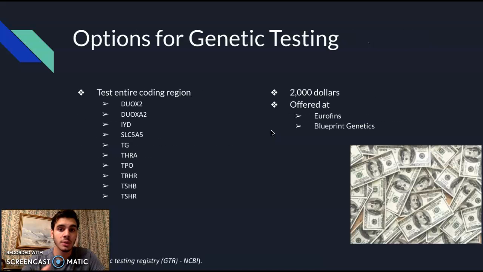Now, there are options for genetic testing. They're roughly about $2,000 on average. Two labs that do offer it are Eurofins and Blueprint Genetics. They run a test which tests the entire coding region for the thyroid gland, and it has 10 genes encompassed in that, as you can see here.